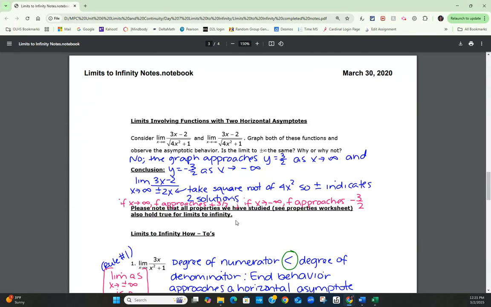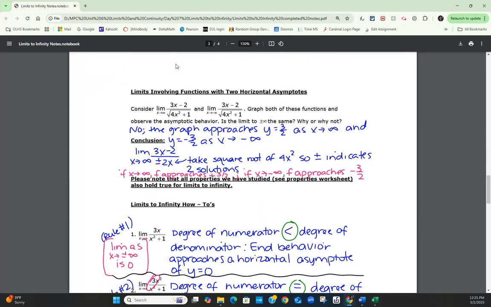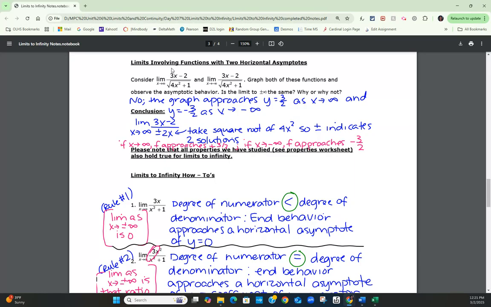All right, so here is one more example. This is the same function. It's just repeated: the limit as x approaches infinity and then the limit as x approaches negative infinity. So it's not two separate functions. It says graph both of these functions, but it's the same function. We're just looking at what's happening as x goes to negative infinity versus x goes to infinity.